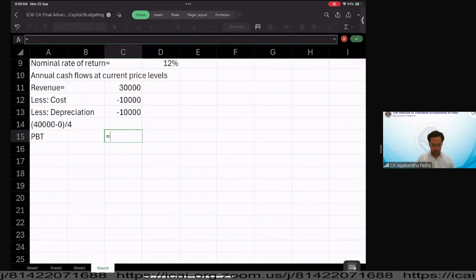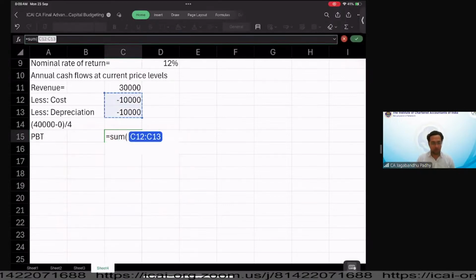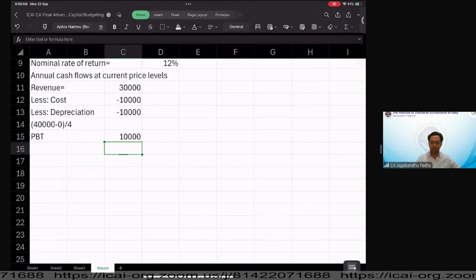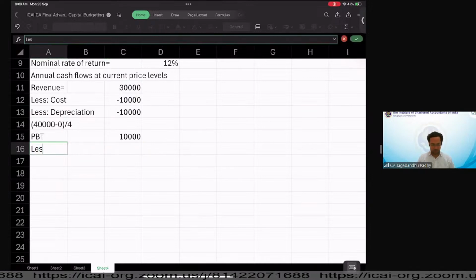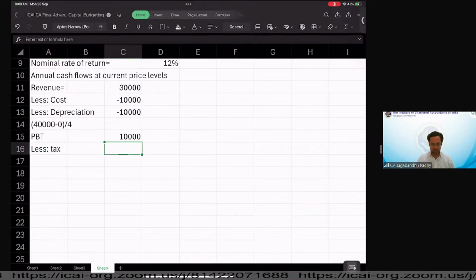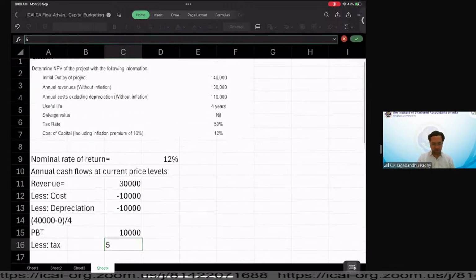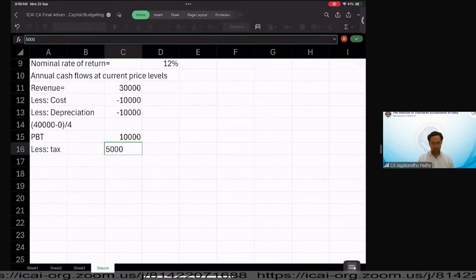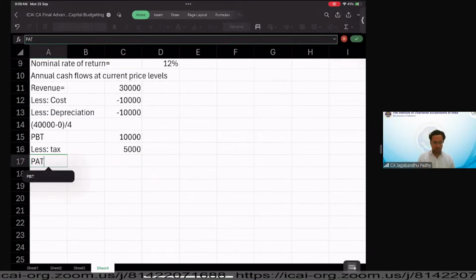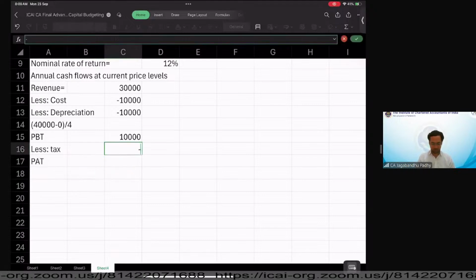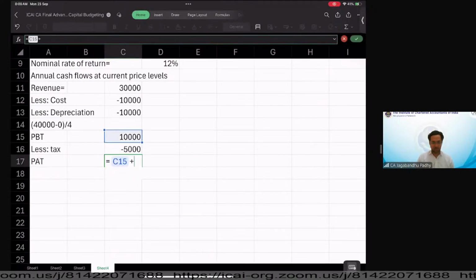Okay, so profit before tax will be 30,000 minus 10,000 minus 10,000, which is coming out to be 10,000. Of course, from this, we are going to pay the taxes, which is, I think, 50%. Yeah, 5,000. And then we get a profit after tax, which is 5,000.